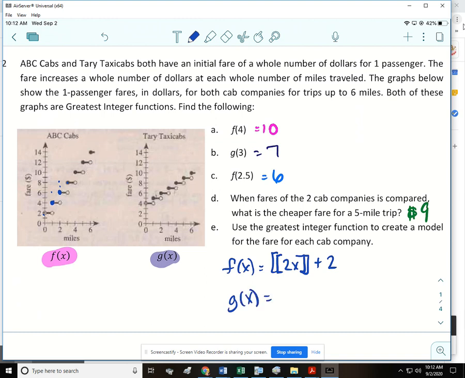All right, for G. You guys look at it, find the slope, find the y-intercept, see if you can do that one on your own. So it looks like the y-intercept is 4. On the slope, we go up 1, right 1, up 1, right 1, up 1. So a slope of 1 means just x.